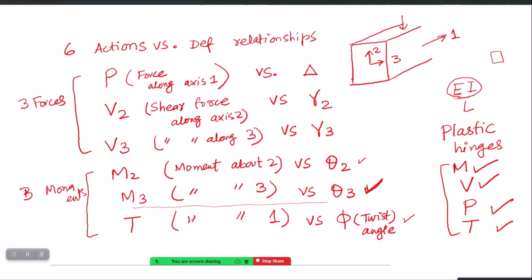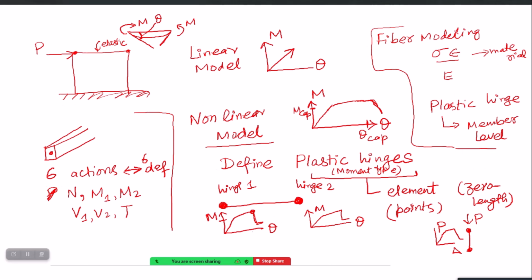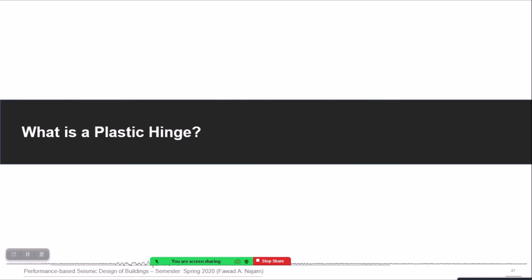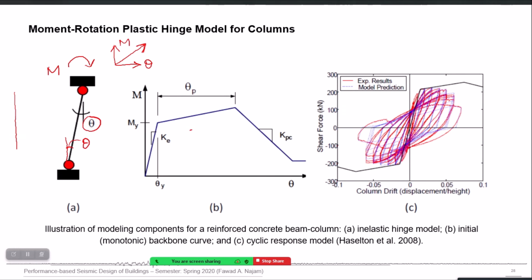I will show you in a SAP2000 demonstration that you can select any of these hinge types, and then you have to provide the corresponding action versus deformation behavior. So this is the basic idea of what a plastic hinge is. Let me now quickly go through these slides. They show exactly the same idea.